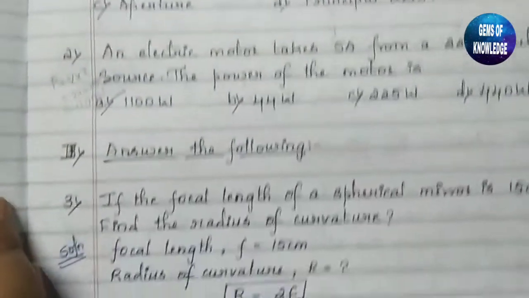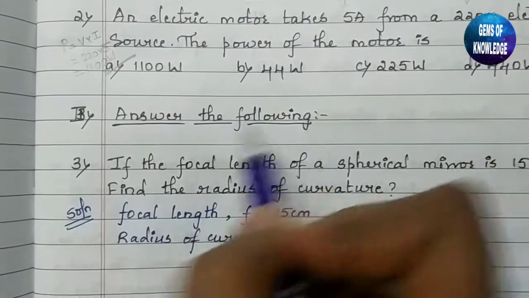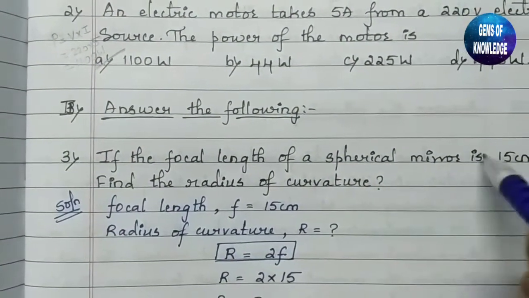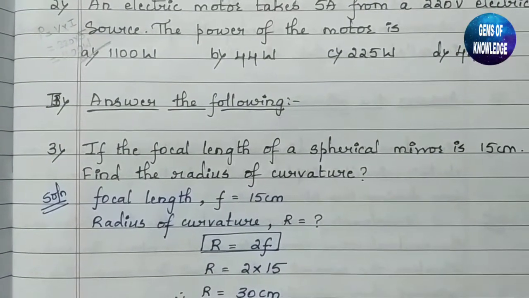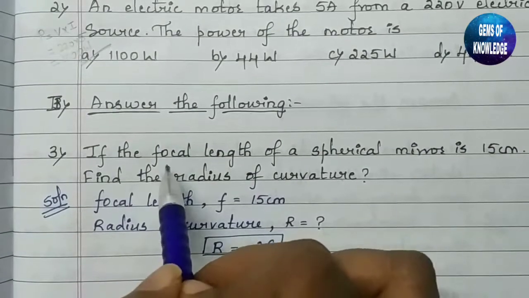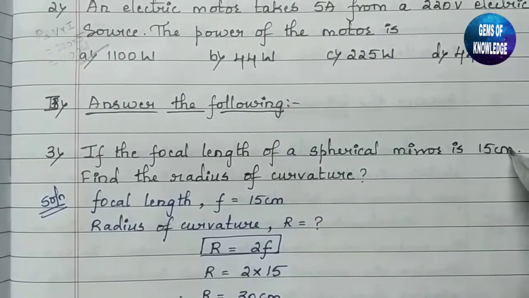Okay, so you can see the second question is given. Answer the following. In that, the first one is, if the focal length of the spherical mirror is 15 centimeter, find the radius of curvature. So they have already given us the focal length of the spherical mirror, which is 15 centimeter.